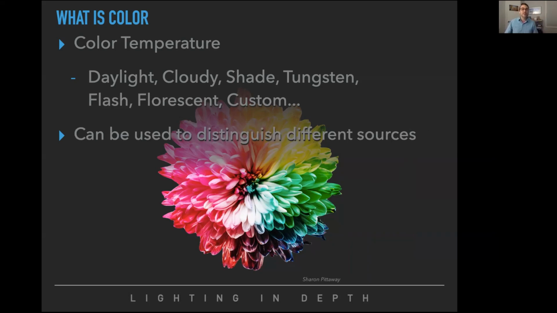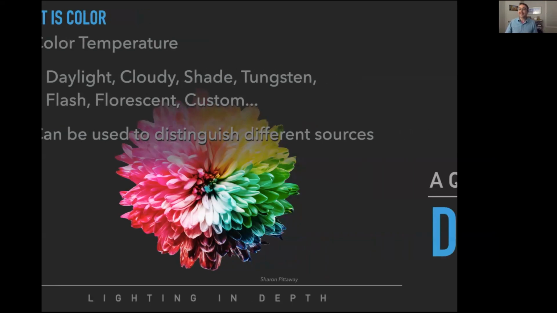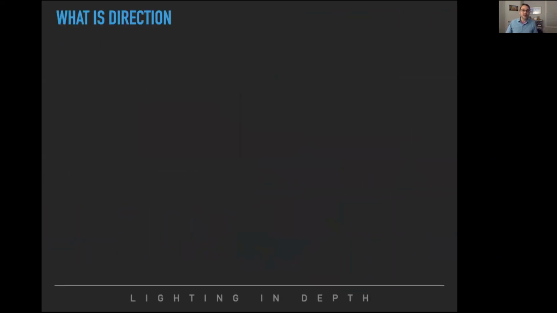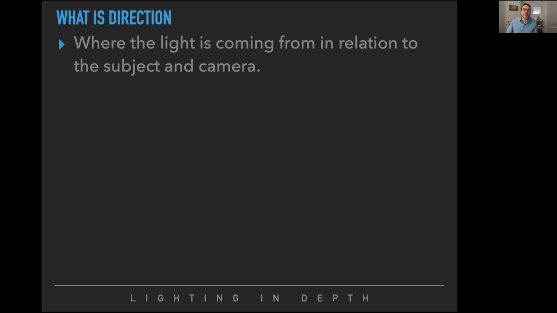So let's move on and tackle the next topic because it's a big one when we're talking about lighting in depth. It is light direction. And so light direction is just what it sounds like. It is where that light is coming from in relation to the subject and the camera. Put another way, it's how the light falls on the subject, which tells us where the light is coming from.